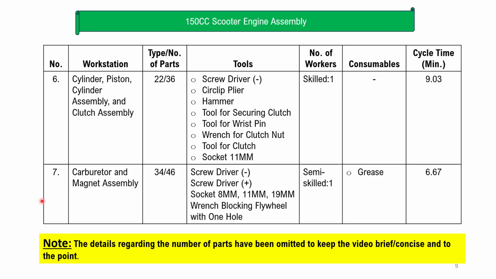Process number 7. Carburetor or magneto assembly. Here the type of parts are 34, number of parts are 46 and tools needed are screwdriver minus, screwdriver plus, sockets 8 millimeter, 11 millimeter, 19 millimeter and wrench locking flywheel with one hole. One worker is needed and consumable is grease and the overall cycle time is 6.67 minutes.